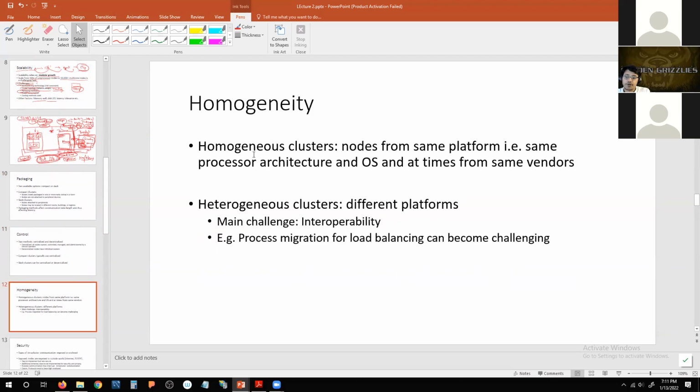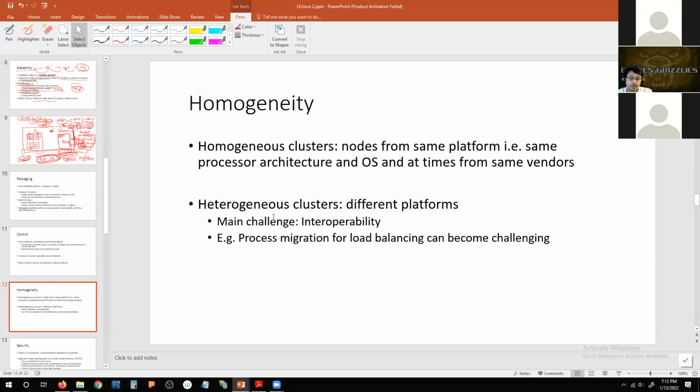Homogeneity: you can have homogeneous clusters, which means that all of the computer nodes in the cluster belong to the same platform. They have the same processor architecture, probably all using x86, for example, and the Windows operating system. At times the hardware can be supplied by the same vendor as well. A case in point for homogeneous clusters are all the machines in your computer labs at the engineering center. Some of them are supplied by Dell. Then you have one lab on the 5th floor which is all Mac OS, so they're supplied by Apple.